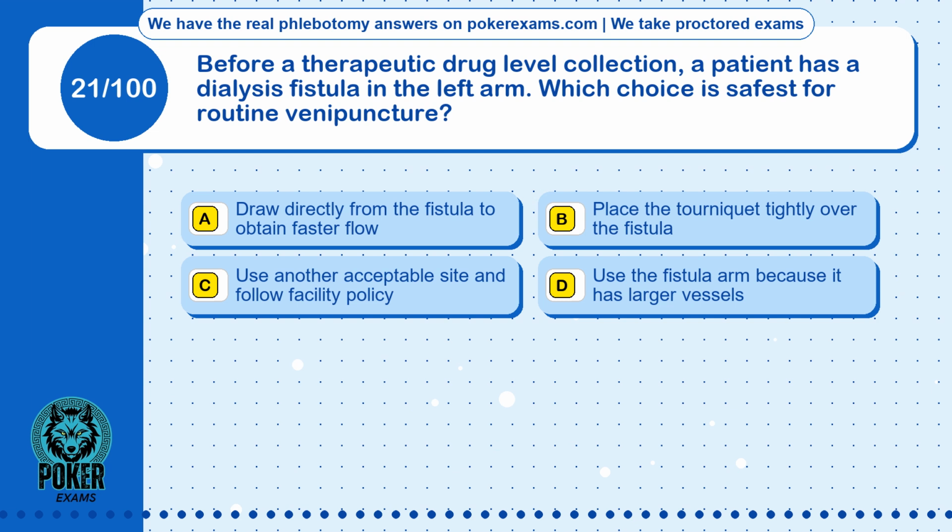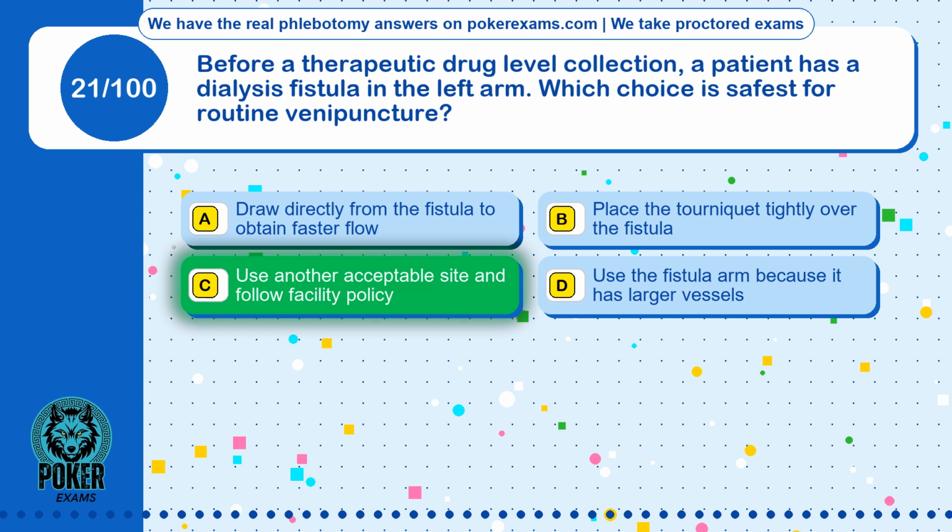Question 21. Before a therapeutic drug level collection, a patient has a dialysis fistula in the left arm. Which choice is safest for routine venipuncture? Option A, draw directly from the fistula to obtain faster flow. Option B, place the tourniquet tightly over the fistula. Option C, use another acceptable site and follow facility policy. Option D, use the fistula arm because it has larger vessels.